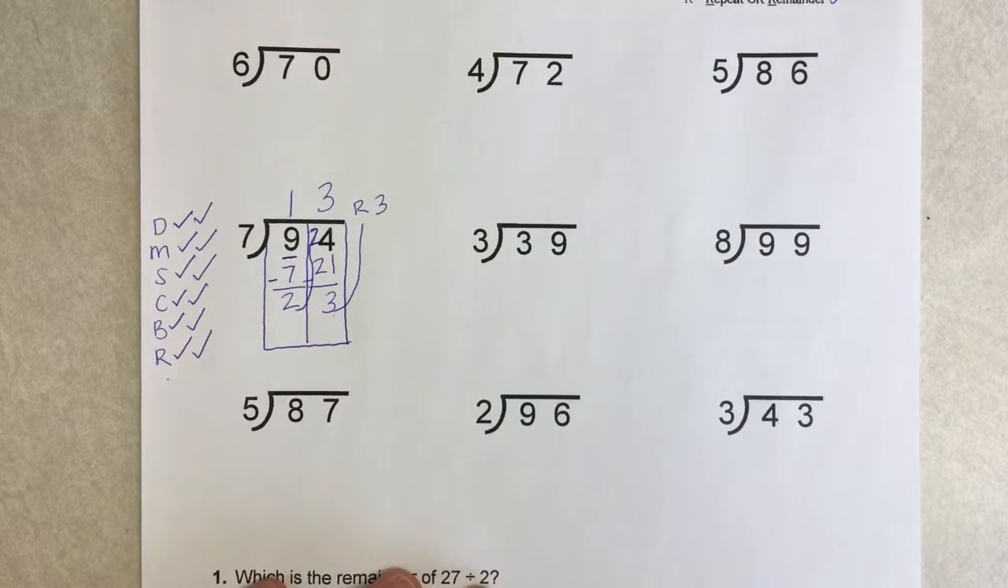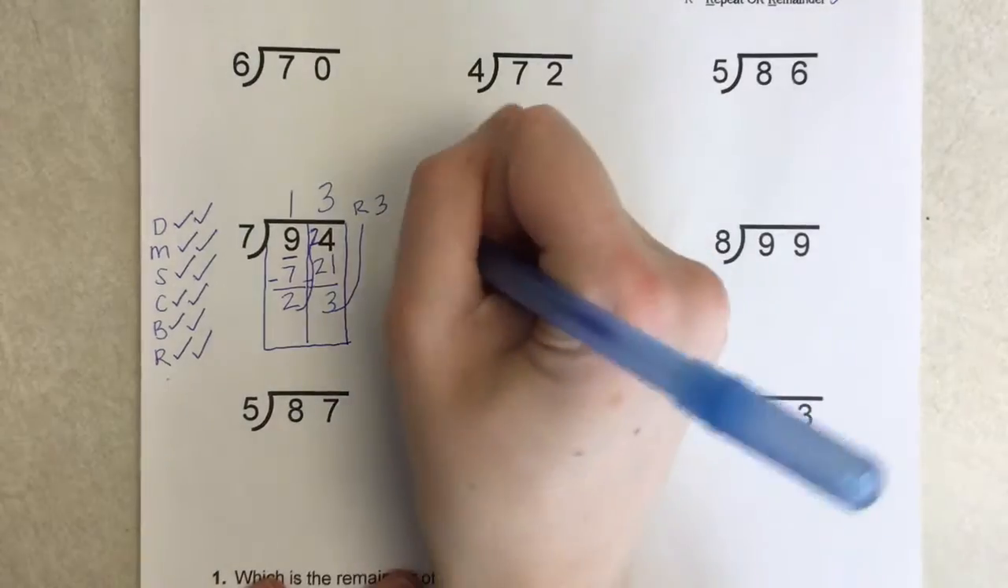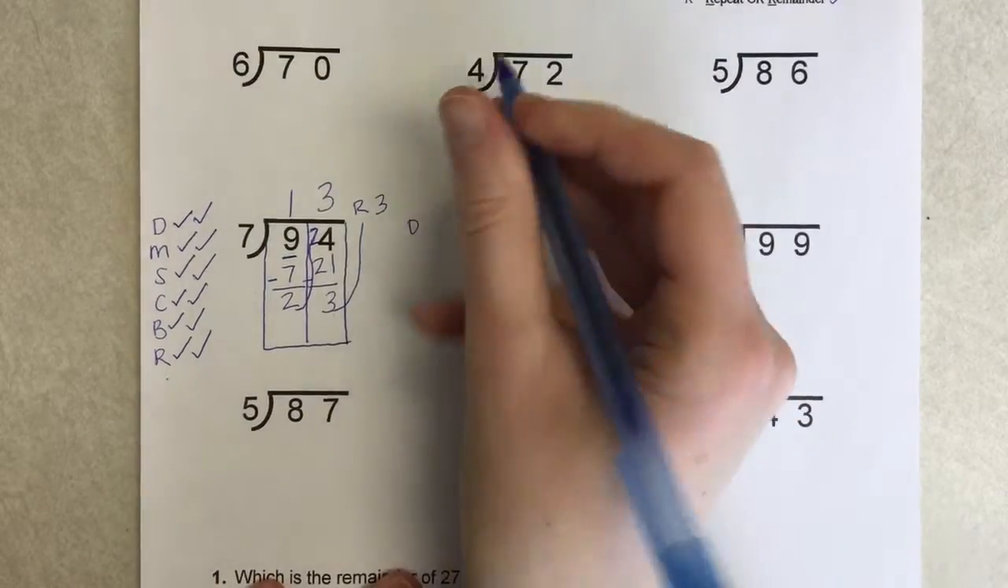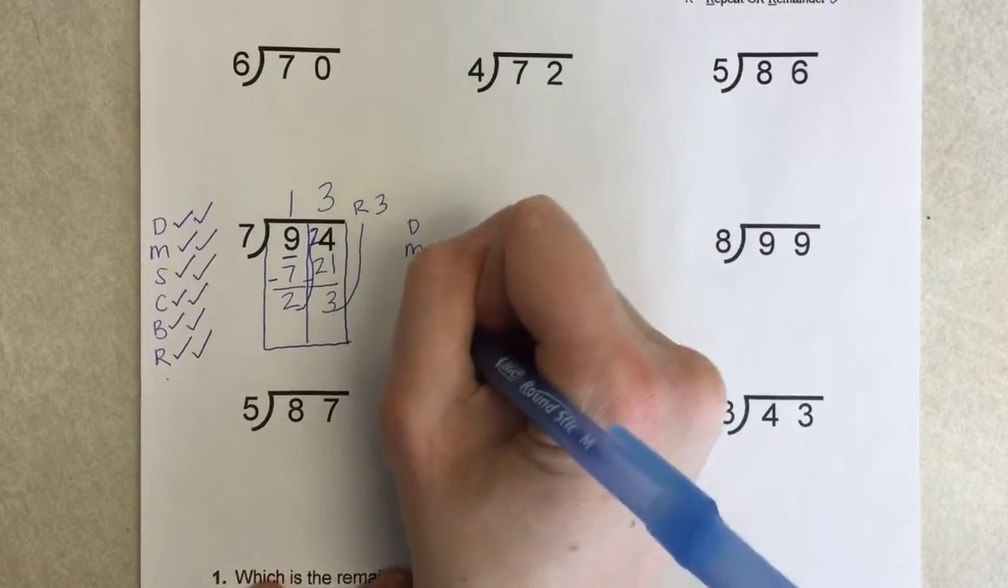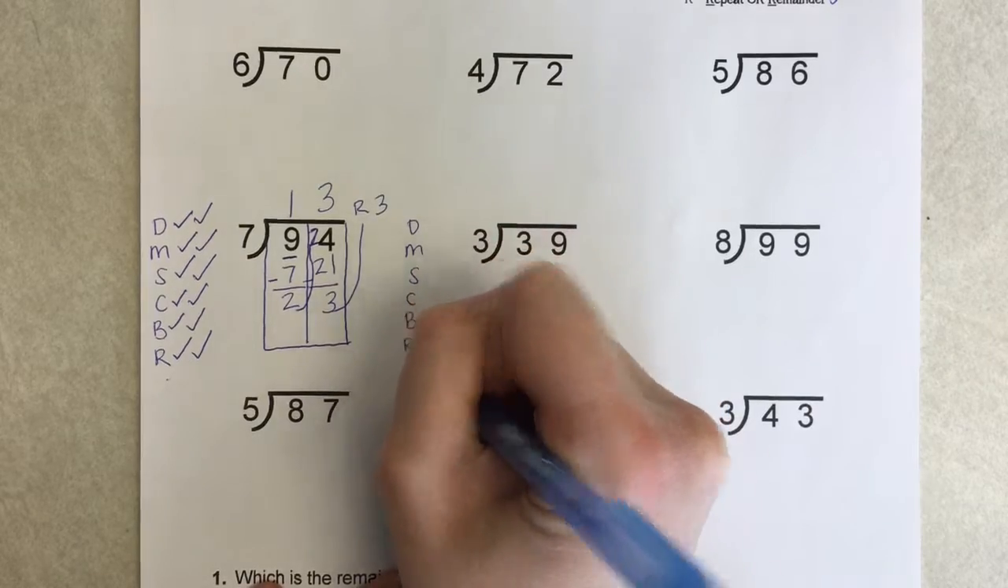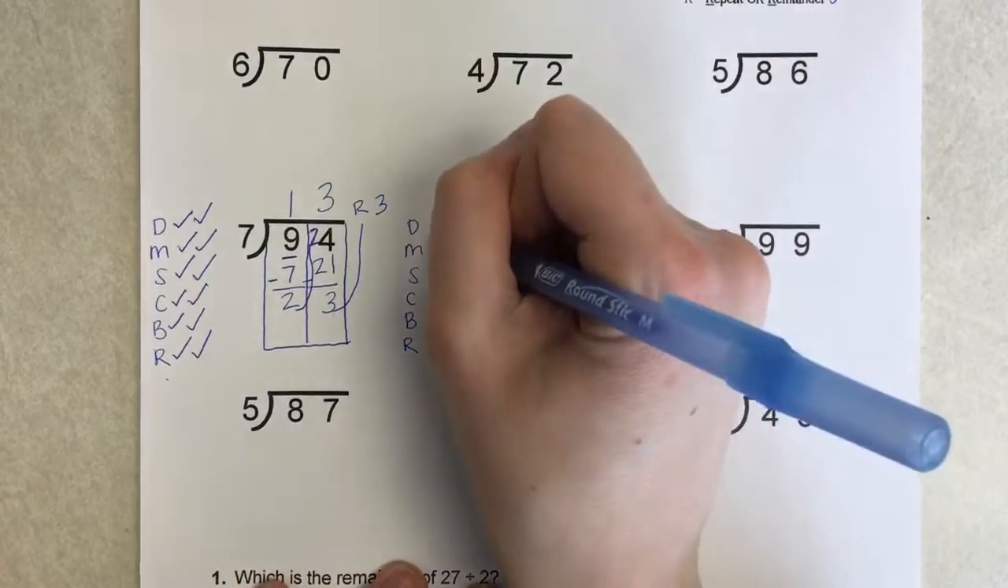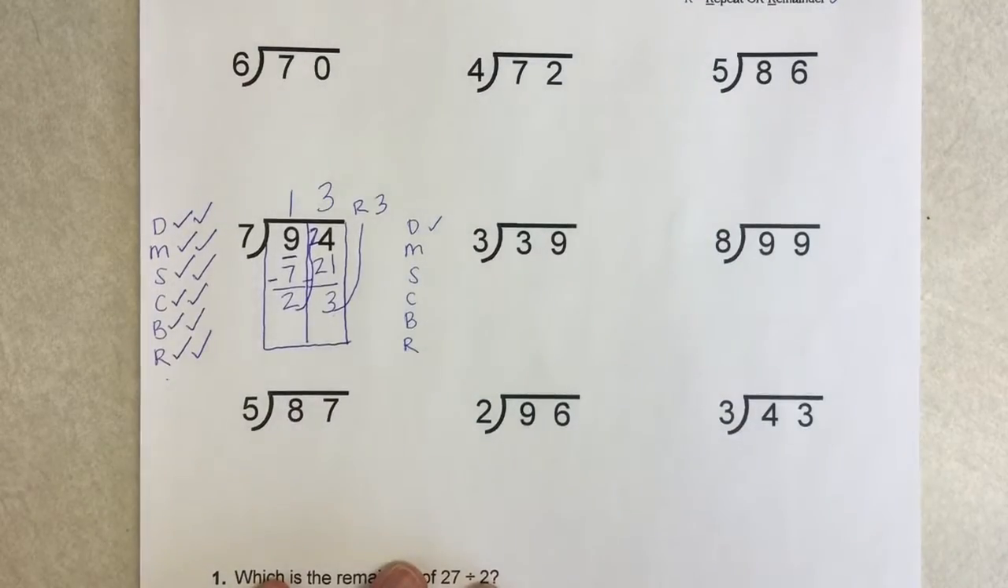Let's try the next one. When I see a long division problem, the very first thing I'm going to do is put my checklist off to the side. Then I'm going to start out by determining.